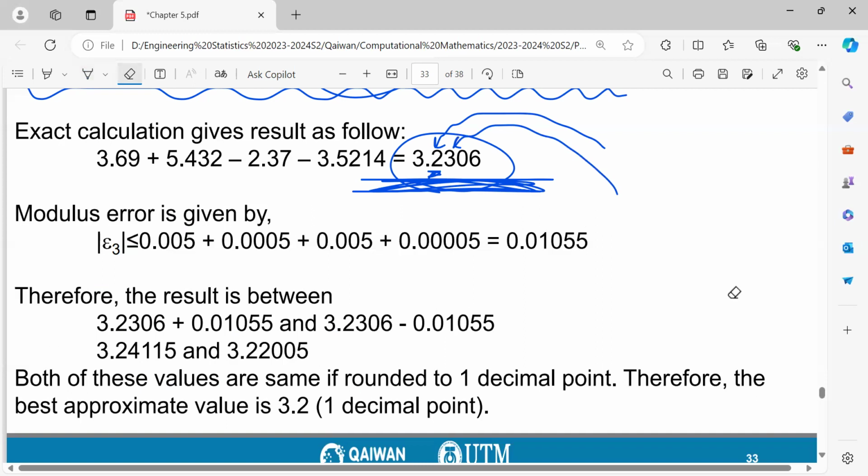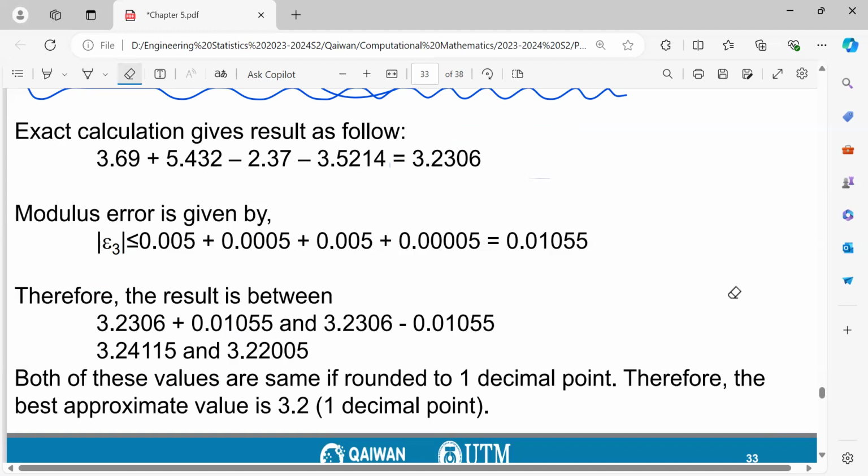But here it's 3. 3 is less than 5, so we just delete these decimal points, and what we get is 3.2. So the approximation of this exact value to 1 decimal point is this one. This is the best approximate value for this exact value. So the best approximate value is 3.2.